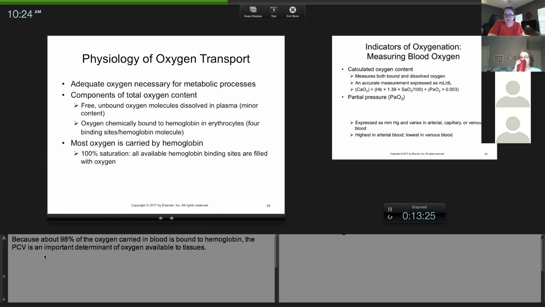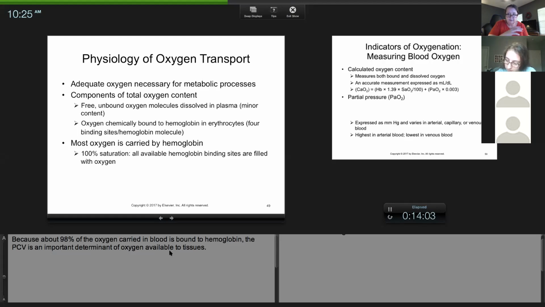Now there's a little note here at the bottom. PCV is an important determinant of oxygen availability to the tissues. I've said this before. One of the main complaints of people that are anemic is they're tired or they get winded easily. They can do just minimal activities and they're breathing harder. It's because if you are anemic, you do not have enough red blood cells to carry oxygen. So anemia can be a factor in oxygenation.